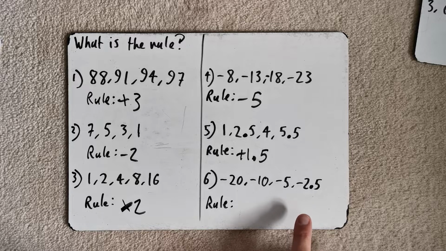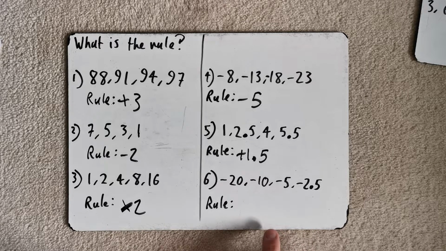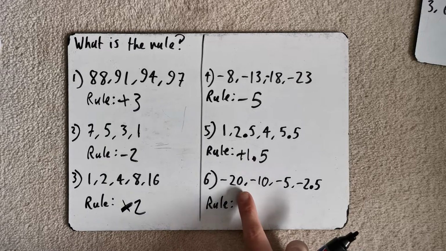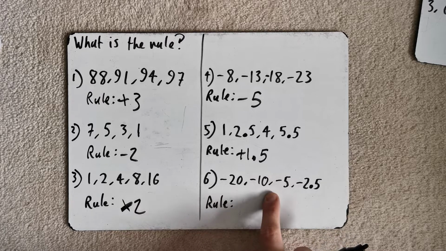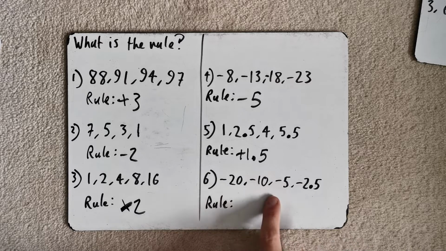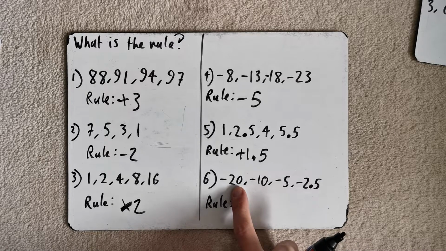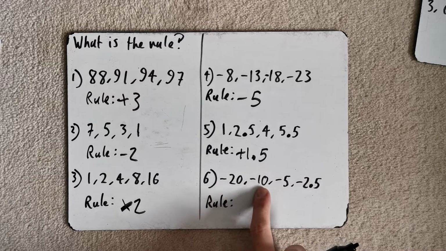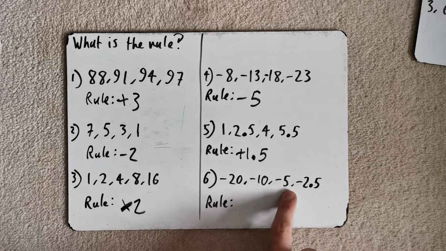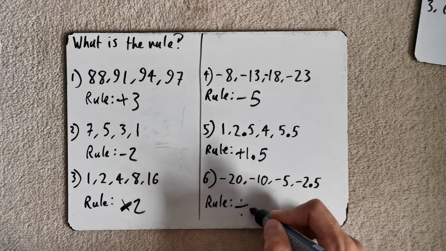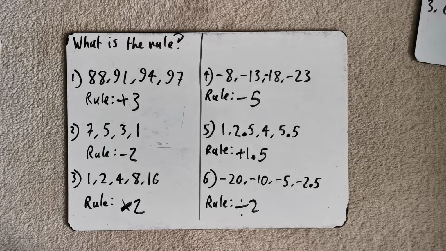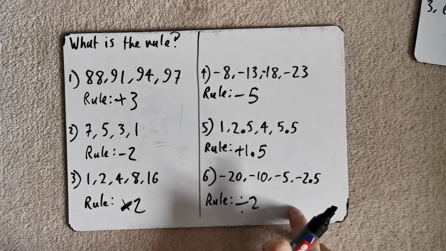Is it going to be a times? Is it going to be a divide? Okay. Well, if it's times, that means it'll get more negative if you times it each time. If you divide it, it'll get less negative. How do we get from minus 20 down to minus 10? We actually half it. Do we half it from here? Yeah. Do we half it from here? Yeah. So the rule here is dividing by 2. Well done if you got that one. That one's quite a difficult one.